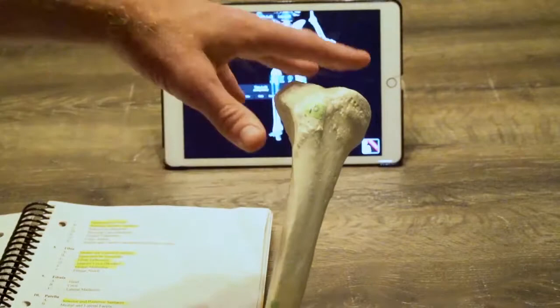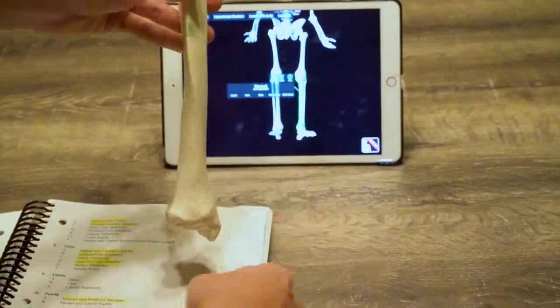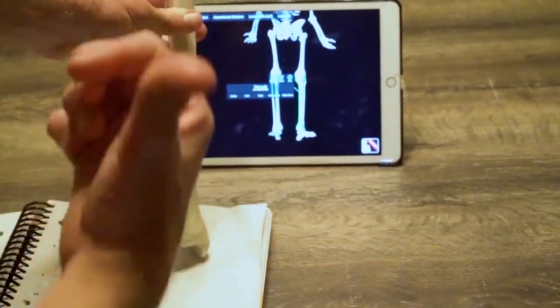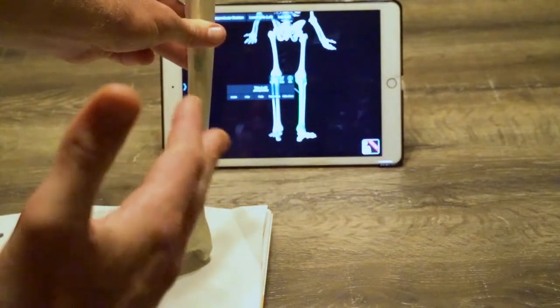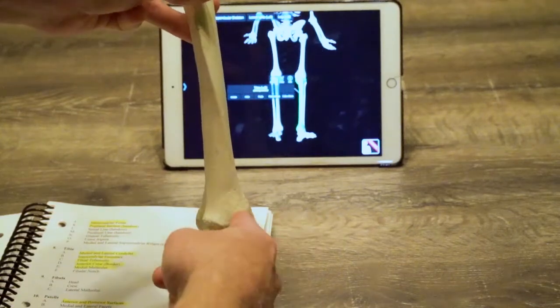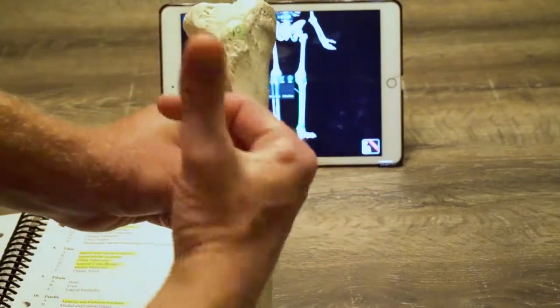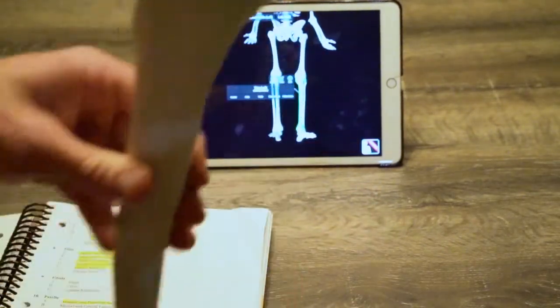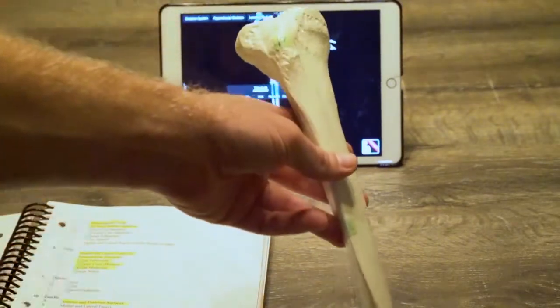All right, so this is proximal. This needs to be medial towards the midline, and this needs to be forward. With all those things in mind, we see that this is a right tibia. All right, medial towards the midline, anterior, and proximal. Okay, so there's a couple more structures on the tibia that you do need to know.